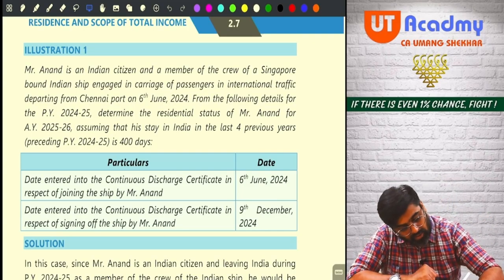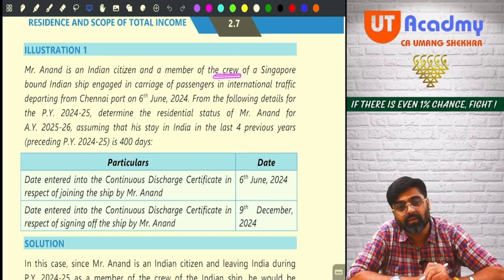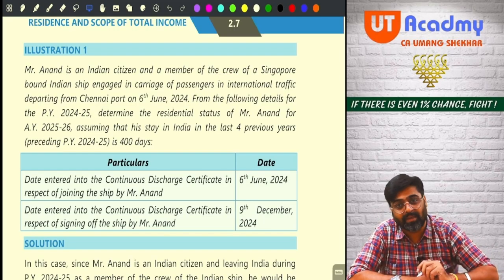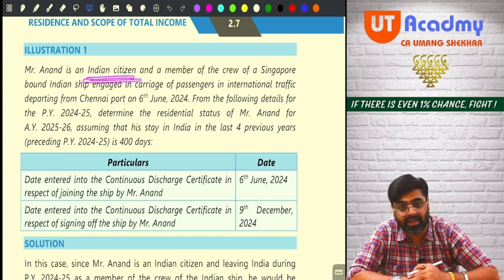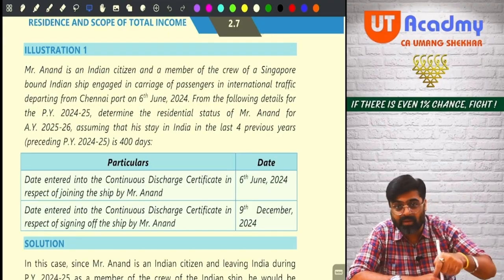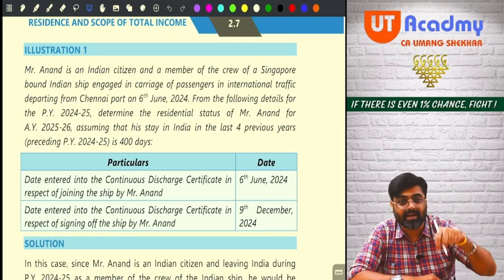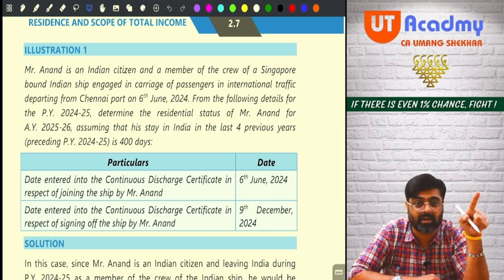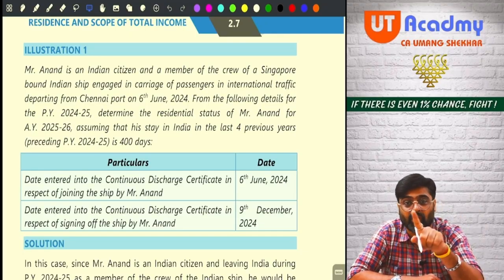So are you a crew member on an Indian ship? Yes. And you are an Indian citizen? Yes. And in the current year, you are leaving India as a crew member on an Indian ship. In the current year, your residency status will be determined by checking basic condition A only.